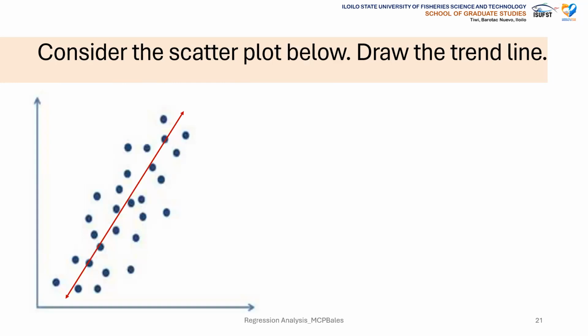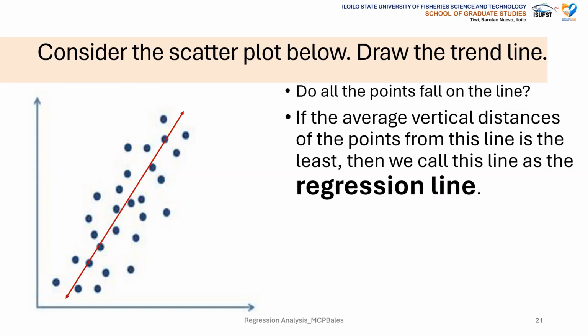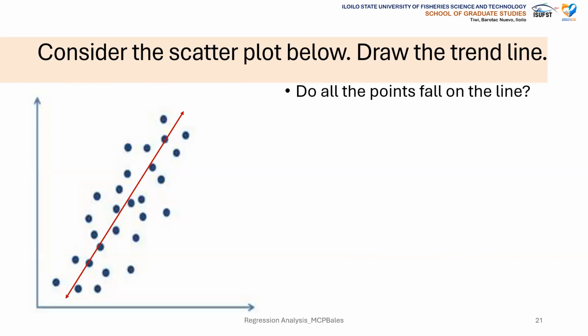Now, if we consider the scatter plot below, you could see that the trend of the points is rising upward, or it rises to the right. And you could see that they are all not contained in one line, but there is that line there in red, known actually as the line of best fit or the regression line. Do all the points fall on the line? And the answer is no.